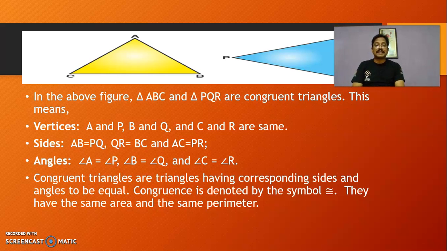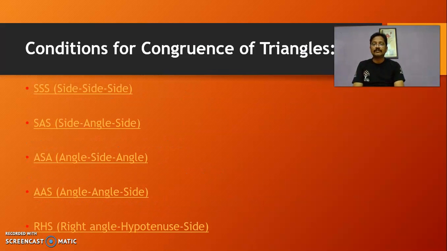Congruence is denoted by this symbol, which we call congruent. They have the same area and same perimeter. When they are identical, we can simply say they have the same area and same perimeter also. Correct? Okay. Then what are the conditions for congruence of triangles?